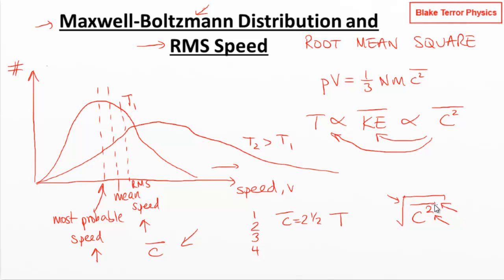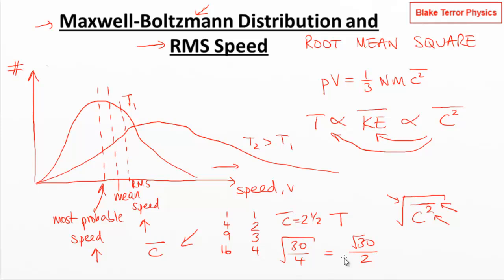But then if we're doing an RMS speed, we've got to square each one of them, so we've got 1, 4, 9, 16. Then we've got to average them, so that's going to be 30 over 4. When you add them all up, we've got 30, divide that by 4. Then we need to root it, so that is going to be root 30 over 2.